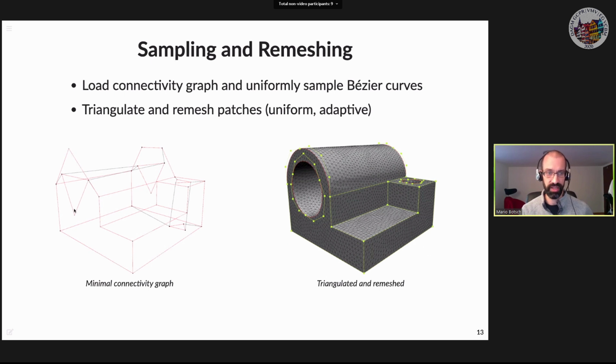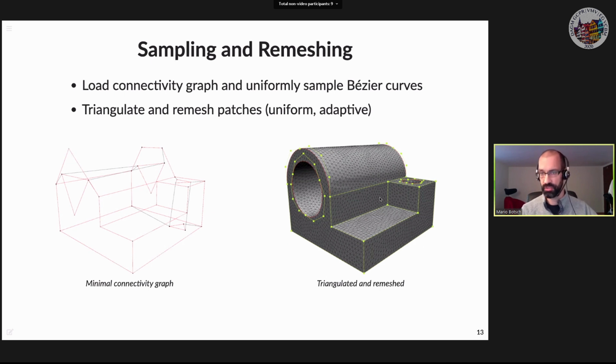So we refine every edge by sampling the Bézier curve and just inserting points here. So this, I don't know, n-gon then becomes a many more-gon. So we have faces with lots of vertices. We then triangulate those and remesh it using either uniform or adaptive remeshing.